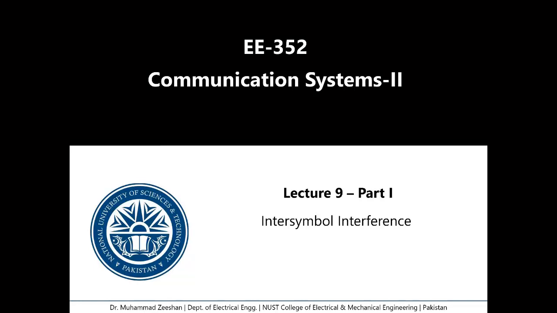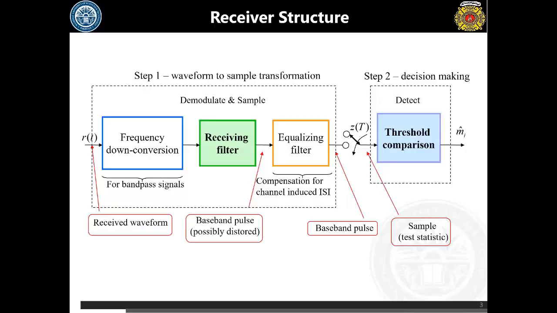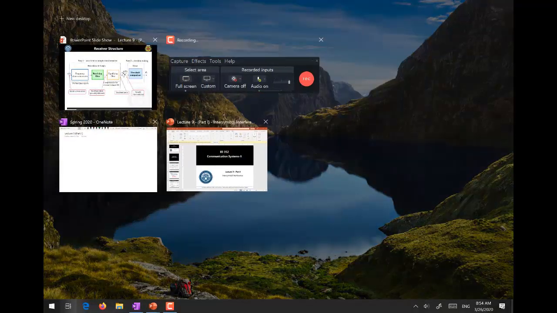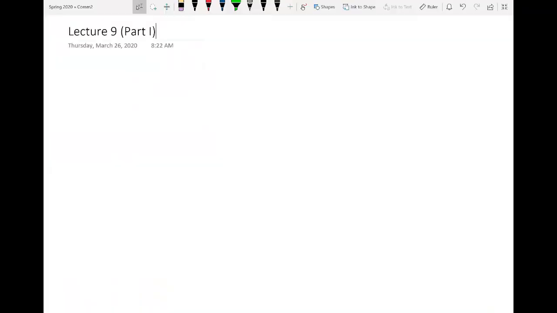Assalamu alaikum everyone. In this lecture we will be discussing the phenomenon of intersymbol interference in digital communication systems. Intersymbol interference is basically a phenomenon caused by the band-limited nature of the wireless channel, which forces the transmitted pulses to smear and interfere with the adjacent pulses.